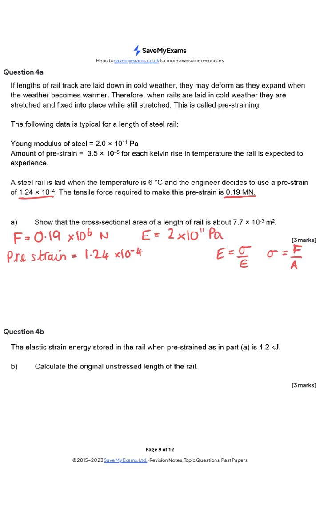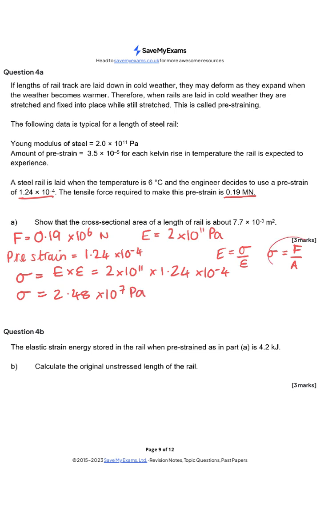So I'm going to rearrange my Young's modulus equation first. So stress is going to equal our Young's modulus times our strain. So we've got 2 times 10 to the power of 11 times 1.24 times 10 to the negative 4. So our value for stress is 2.48 times 10 to the power of 7 pascals.